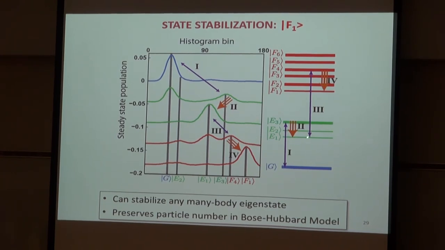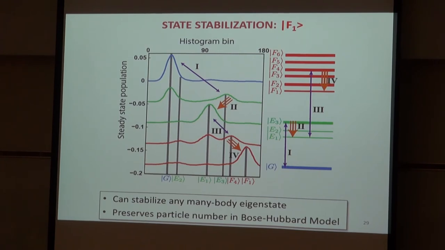Then, once I've got it in E1, I can turn on a drive up here, which will take me from E1 to F4. And that gives me a roughly saturated E1 and E4. There's a little bit over here in E2. Then I turn on another cooling drive, which will cool me from F4 to F1, and almost all the population ends up in F1. All these drives are on at the same time. So it's just to illustrate that you can select some many-body eigenstate from this small system and stabilize it through a series of pumps and cooling beams. And you stay within the manifold of a given particle number when you do that. We can get to the ground state of the one boson manifold and the ground state of the two boson manifold, for example.